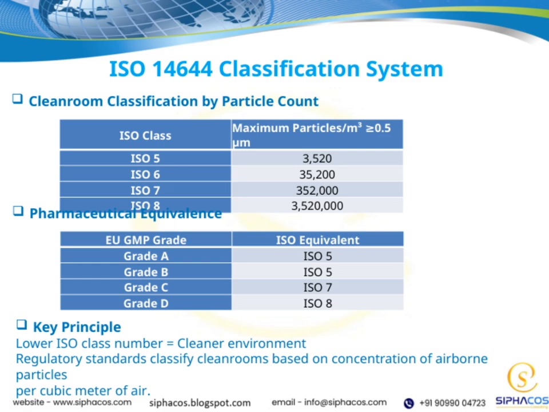Now, to put this into perspective with some specific numbers, the pharmaceutical standards specify maximum particle counts for each ISO class. For ISO 5, the maximum is 3,520 particles of 0.5 micrometers or larger per cubic meter. For ISO 6, it's 35,200 particles, and it increases significantly for ISO 7 and ISO 8, going up to over 3 million particles per cubic meter for ISO 8.